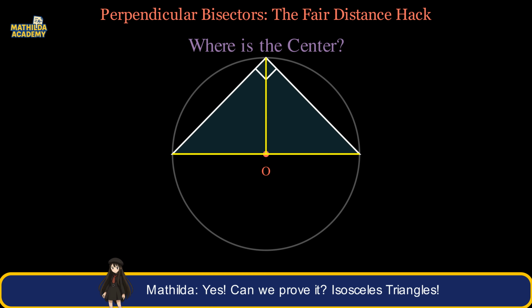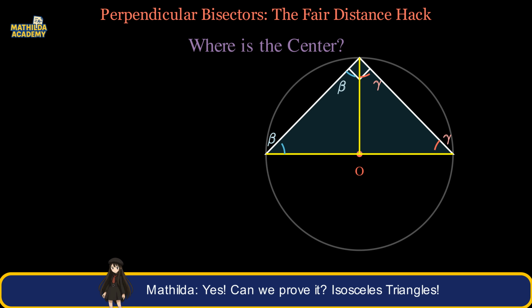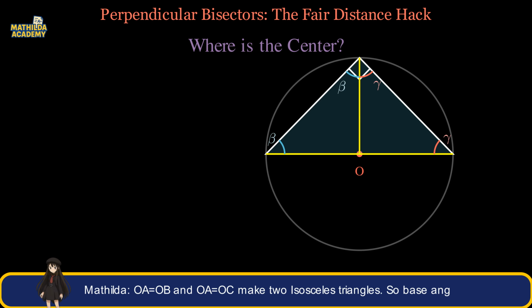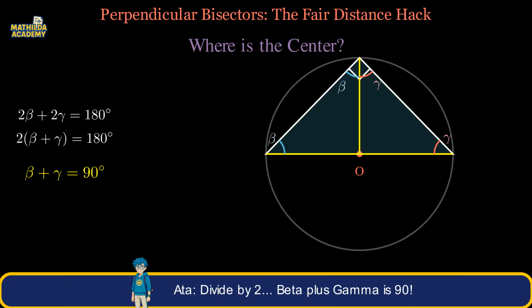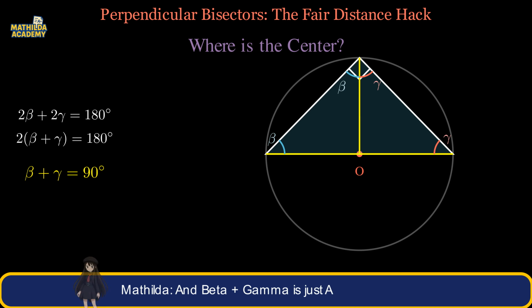Isosceles triangles. OA equals OB and OA equals OC make two isosceles triangles, so base angles match. Sum of all angles is 180. Divide by 2. Beta plus gamma is 90. And beta plus gamma is just angle A, so angle A is 90.